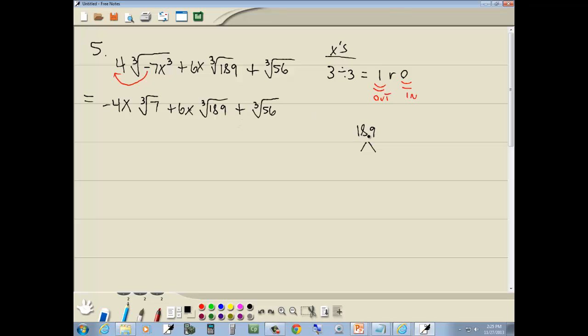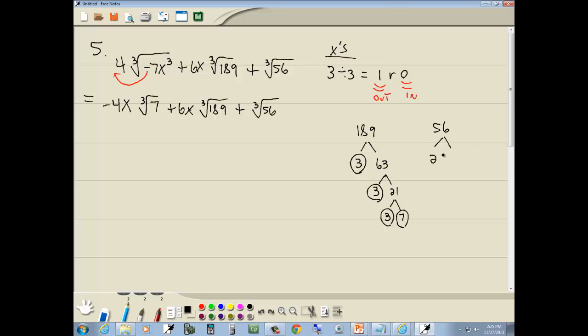It's not divisible by 2. It is divisible by 3. 3 times 63. 3 is prime, so we circle it. 63 is divisible by 3. 3 times 21. 3 is prime, so we circle it. 21 is 3 times 7. So those are both primes, so we circle them.